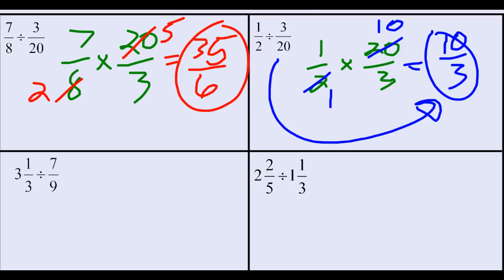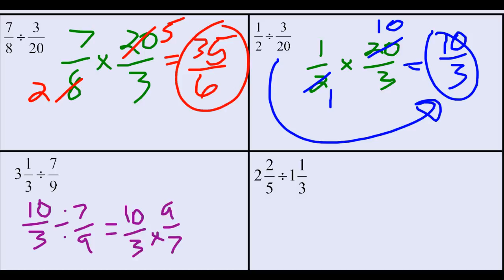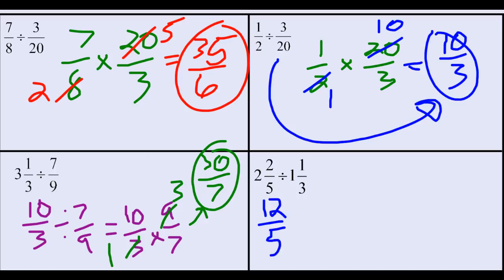Going down to the bottom left, 3 1/3 divided by 7/9, we have to convert these to improper fractions, so 3 1/3 is the same as 10/3 divided by 7/9. We divide by multiplying by the reciprocal, so that is times 9/7. The 3 and the 9 can be simplified by a 3. And then when we multiply that together, we end up with 30 over 7 as our final answer to 3 1/3 divided by 7/9. Now that number, 30 over 7, is 4 2/7. Because 7/9 is less than 1, it takes more copies of 7/9 to make 3 1/3 than it does copies of 1. And finally, on the right-hand side, 2 2/5 is 12/5, and 1 1/3 is 4/3.